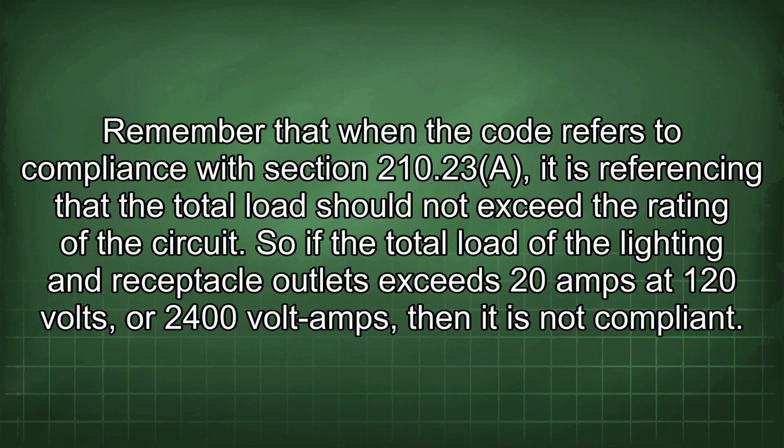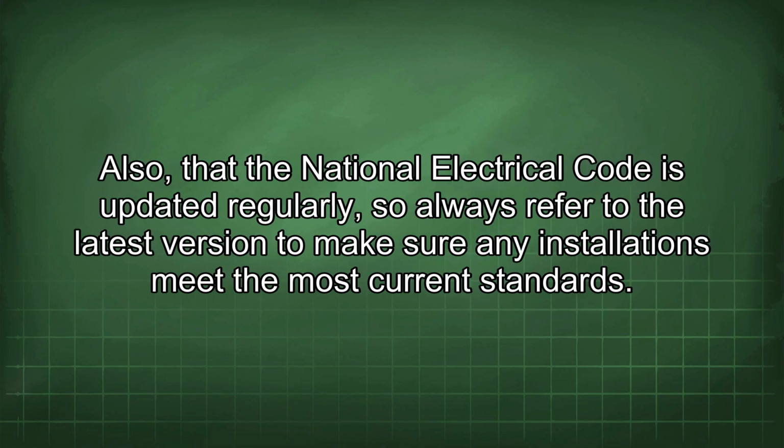Remember that when the code refers to compliance with Section 210.23(A), it is referencing that the total load should not exceed the rating of the circuit. So if the total load of the lighting and receptacle outlets exceeds 20 amps at 120 volts, or 2400 volt-amps, then it is not compliant. Also, the National Electrical Code is updated regularly, so always refer to the latest version to make sure any installations meet the most current standards.